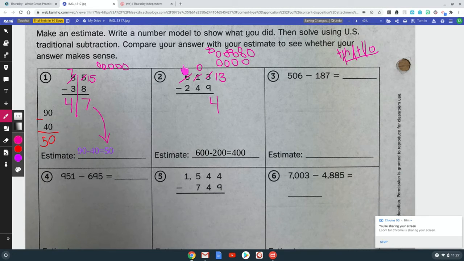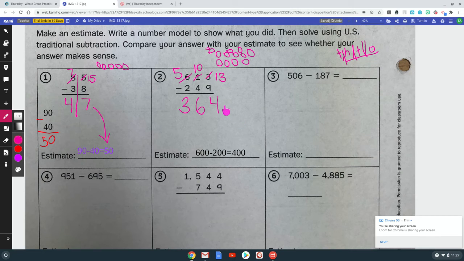0 minus 4. If I don't have anything, I can't take 4 away. This time, I'm going to borrow 100. When I borrow 100, crossing out my 6, I'm taking one of the hundreds to my tens column. So now I have 5 instead of 6. Well, where am I putting that 100, those 10 rods of 10? Taking it to my tens column.